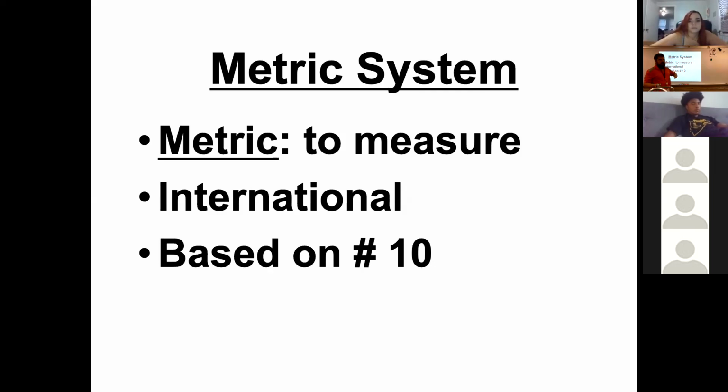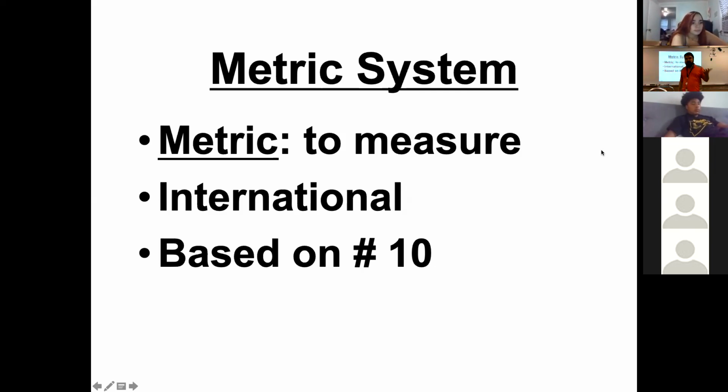So metric, the metric system, metric means to measure. So this is internationally used. Almost every country in the world uses it except us. And pretty much all of science and engineering and technology uses it. We use it because it's based on the number 10. It makes it so much easier.